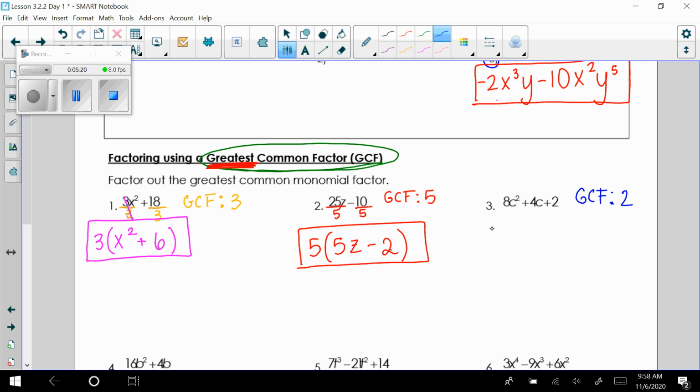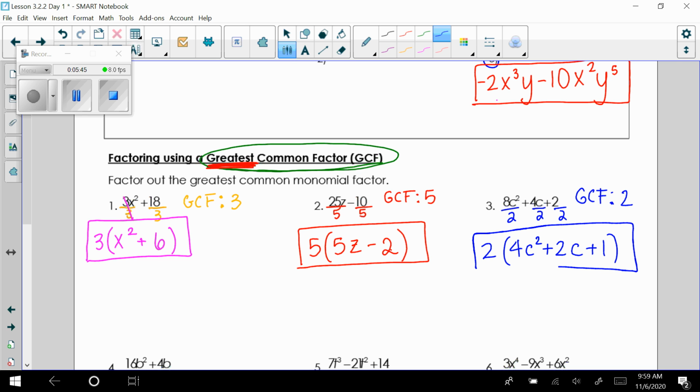So what we're going to do is we're going to divide 2 out of each of those terms. So 2 goes on the outside, and if we divide 2 out, we're left with 4, and then we have the c squared. If we divide it out of the middle term, we're left with just 2c. And if we divide it out of the last term, we are left with just 1. So that would be our final answer there. All right.